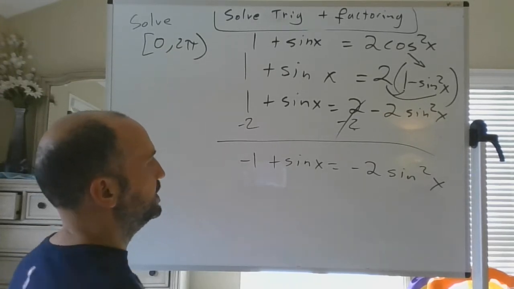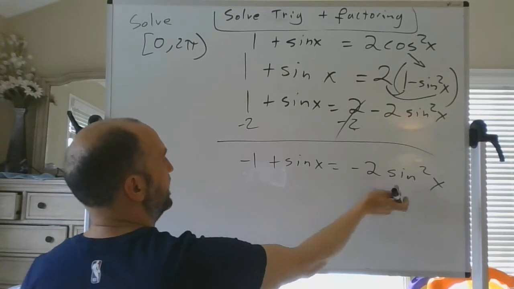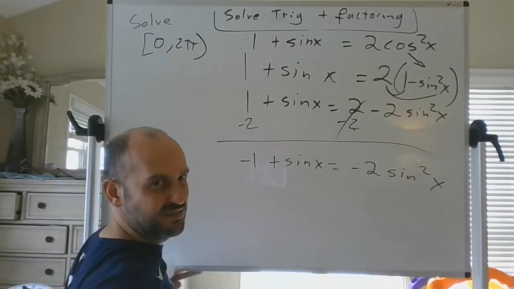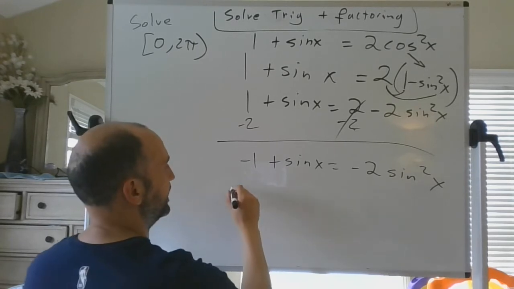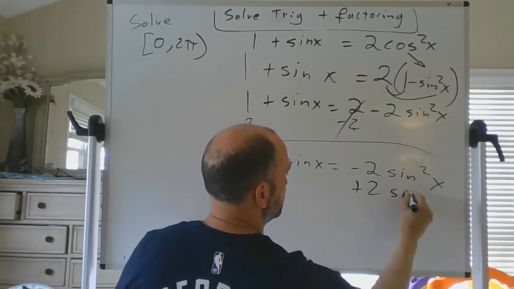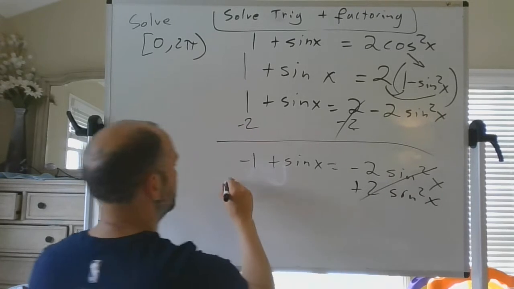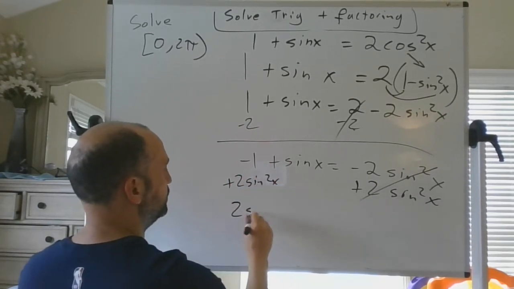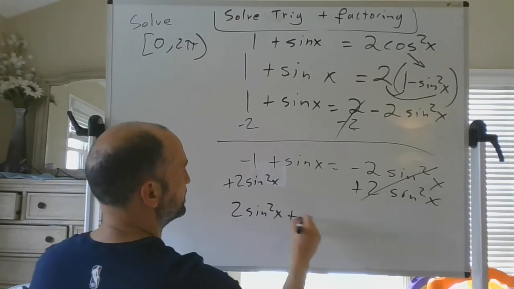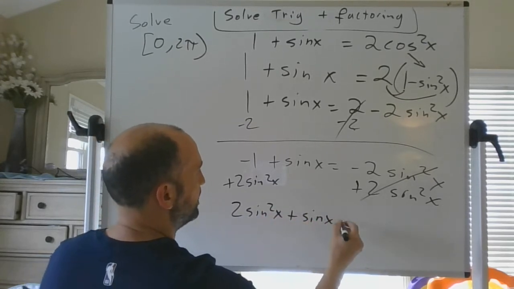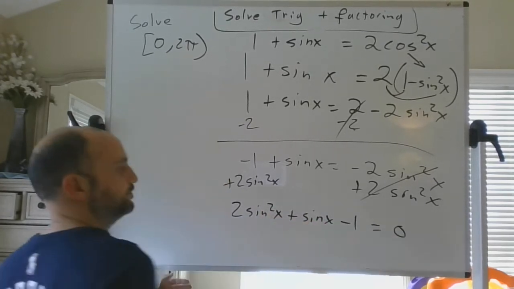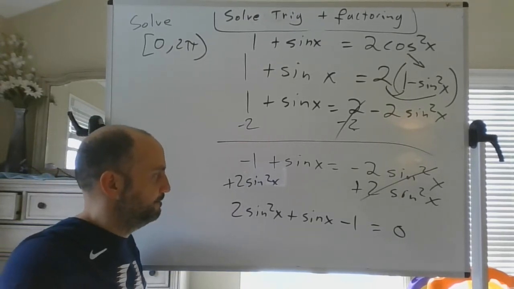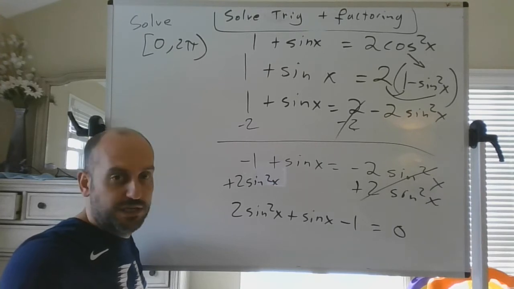Why don't I move that one over? I'll move this guy over so I can set it equal to 0. Maybe that'll work. So I'll have plus 2 sine squared x on both sides. I'll be left with 2 sine squared x plus sine of x minus 1 equals 0. Okay? See what I did there? Now what can I do?